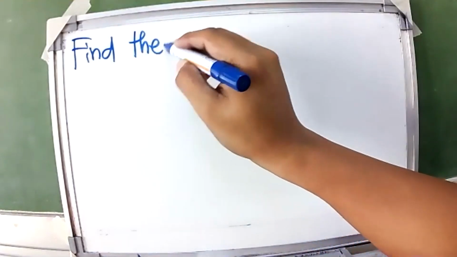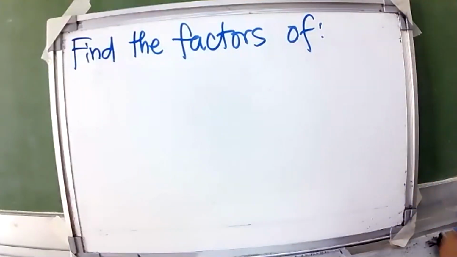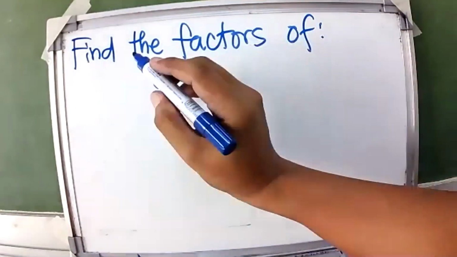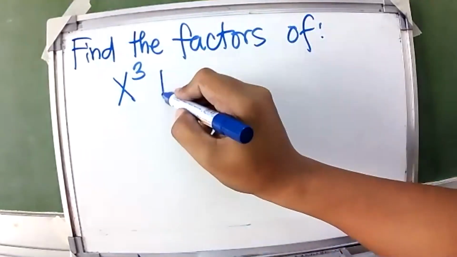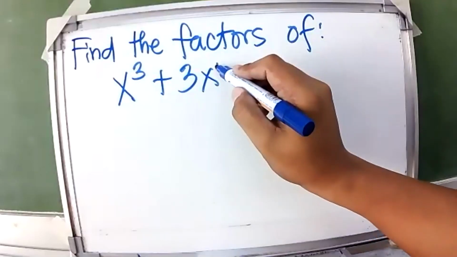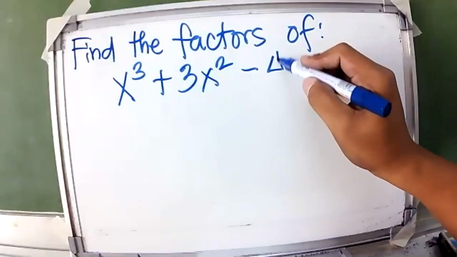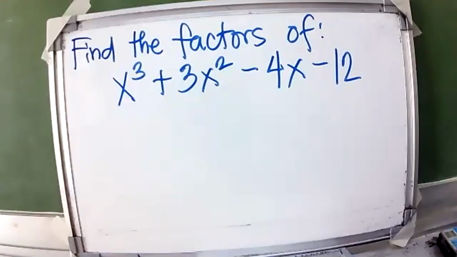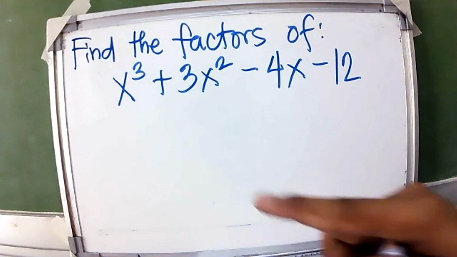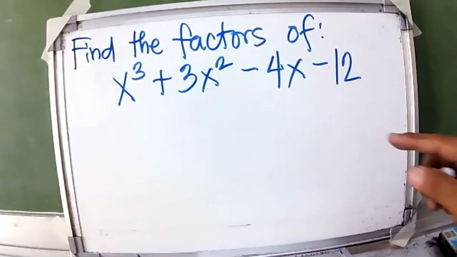Find the factors of x cubed plus 3x squared minus 4x minus 12. Again, find the factors of x cubed plus 3x squared minus 4x minus 12.